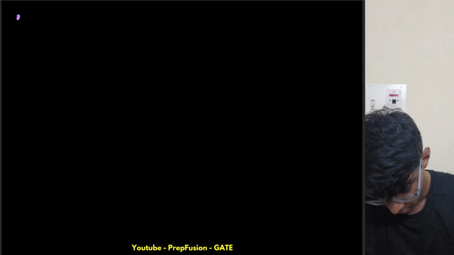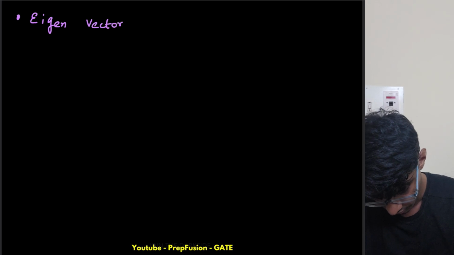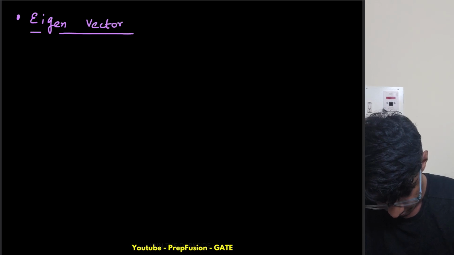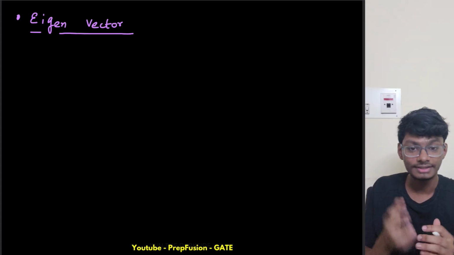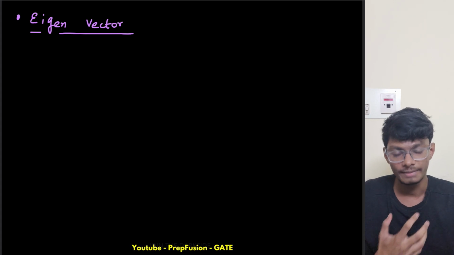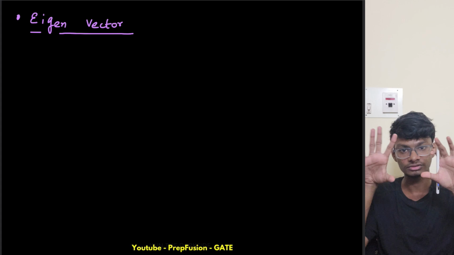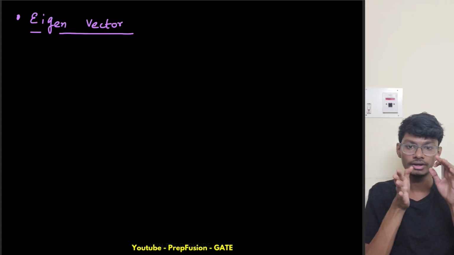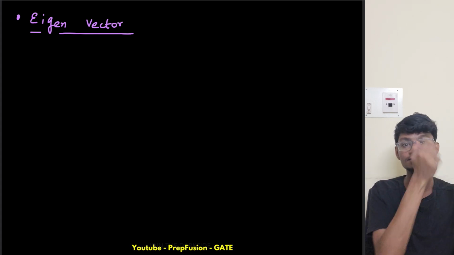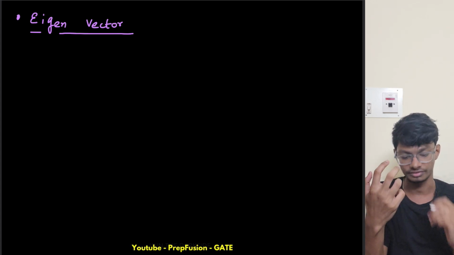I will write here: eigenvector. So what is an eigenvector basically? Let me explain it to you. If I have a matrix and I apply some transformation, multiplying it with a vector, what do I get? I get the same vector in the same direction, but a scaled version of it.